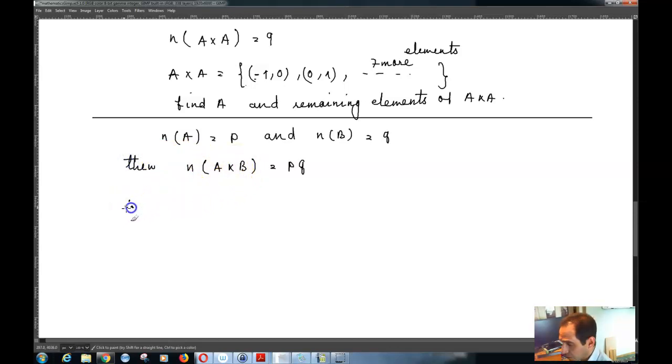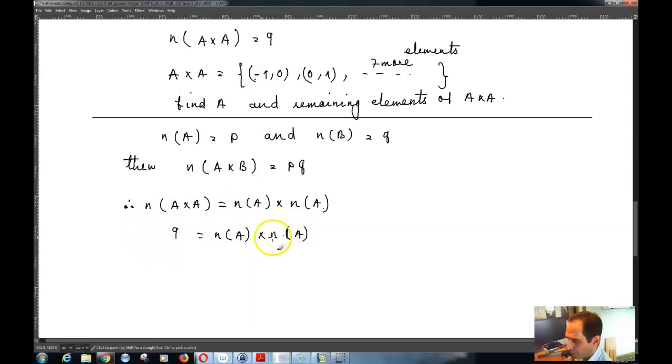So based on this we can say that n(A times A) has to be equal to n(A) times n(A). And again here, this is not the Cartesian product, but normal multiplication. Now we know that n(A times A) is equal to 9, so 9 is equal to n(A) times n(A). Since both are the same, if you factorize this number, 9 can be written as either 1 times 9 or 3 times 3. So that means that n(A) is equal to 3.